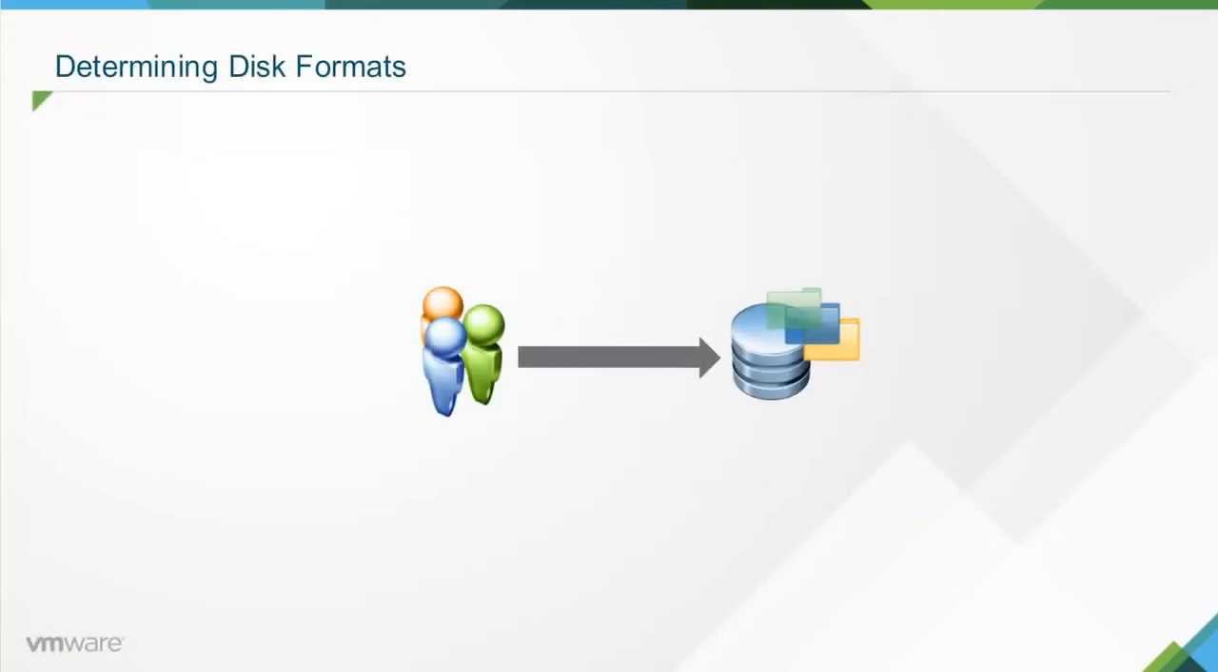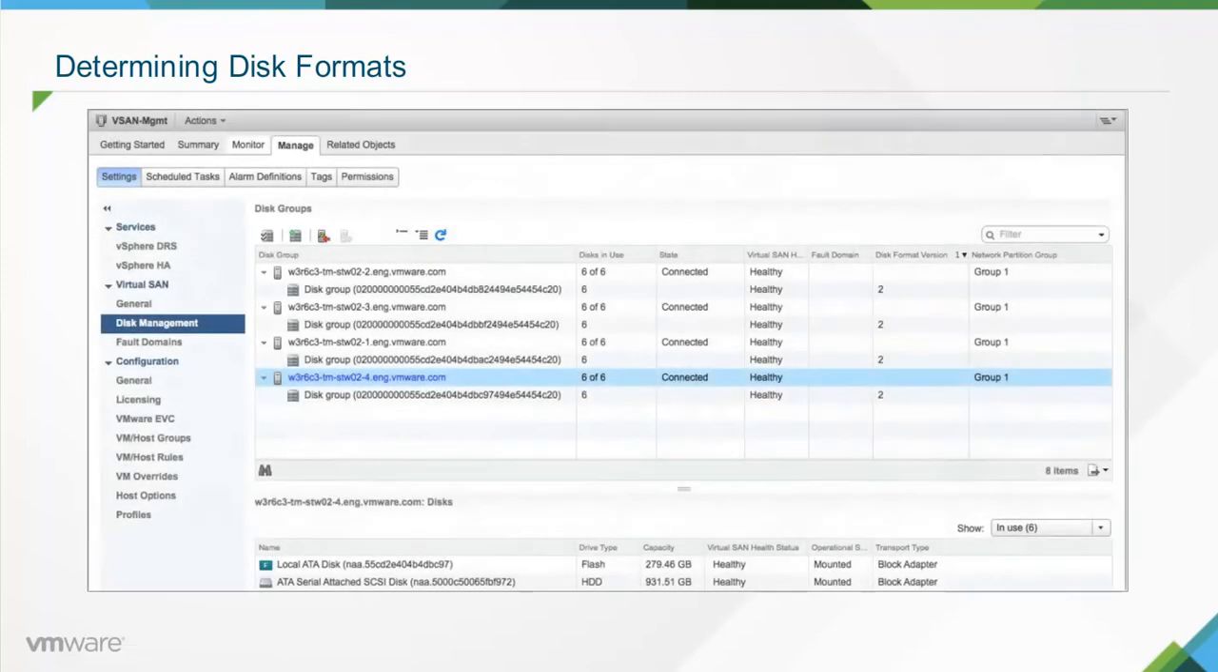Administrators can determine the disk format in the UI by identifying the file system as either V1 or V2. While V1 represents the earlier version of Virtual SAN, V2 represents Virtual SAN 6.0.